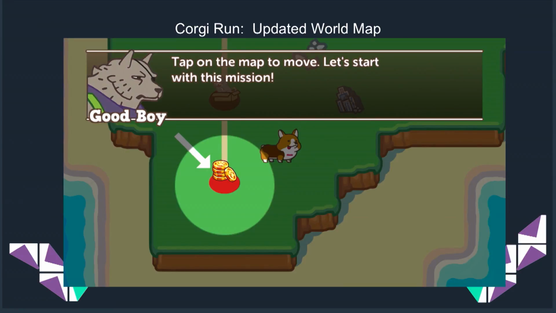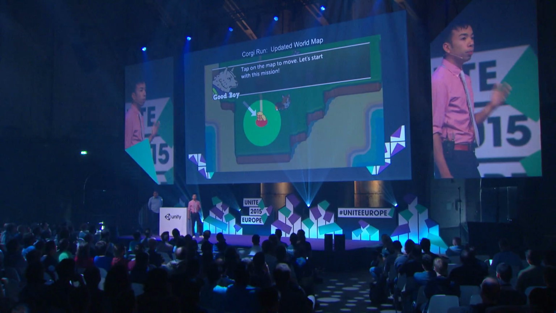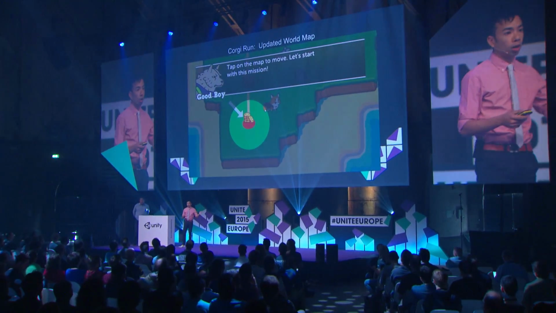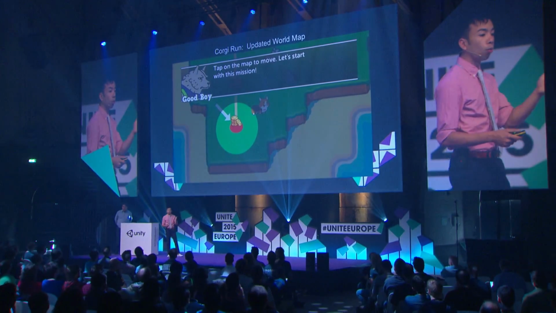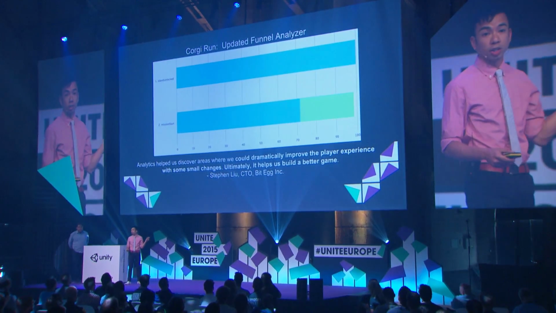So they made a couple of changes, and this is what the updated world map looks like today. As you can see, the biggest change that they made is that they restricted the player movement. Whereas before you could wander around and click anywhere, now the player is forced to click on the gold coins in order to start the first mission. And this is the result they've seen from making that small change.